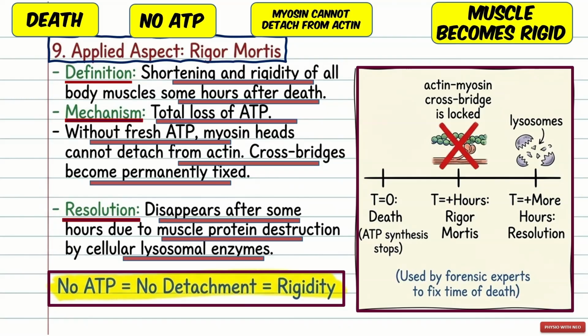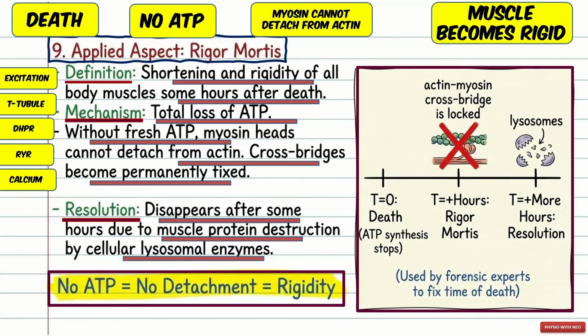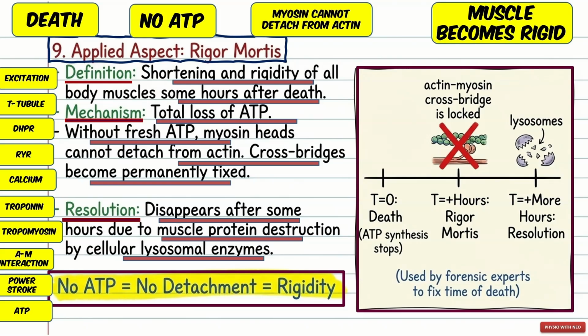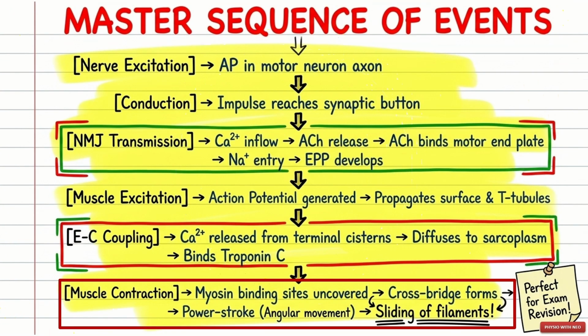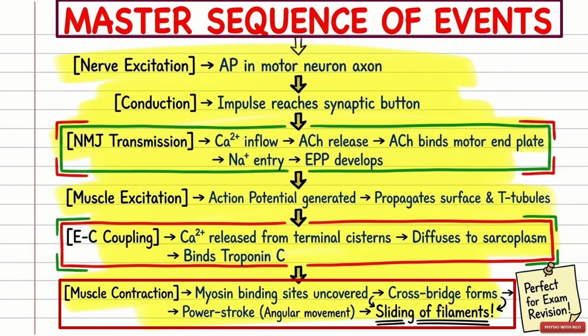Now let's connect everything. We have traveled through nerve excitation, then T-tubule, dihydropyridine receptors, ryanodine receptors, calcium, troponin, tropomyosin, and actin-myosin interaction, then power stroke, the ATP, then sarcomere shortening, and finally the relaxation. But if you have to reproduce this entire mechanism in the exam, you need one single master sequence. That's exactly what we're going to build in the next slide. Now, this is the slide I want you to remember before entering your physiology exam. This is the master sequence of skeletal muscle contraction. Let's go through it once from beginning to end.